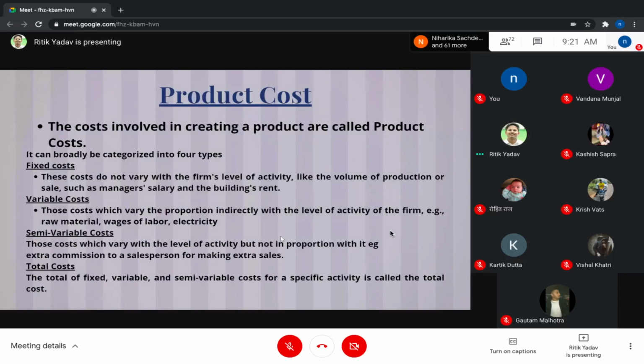Now, fourth, we have total costs. The sum of total fixed, variable, and semi-variable cost for a specific activity is called the total cost.